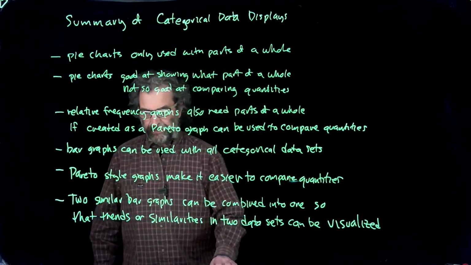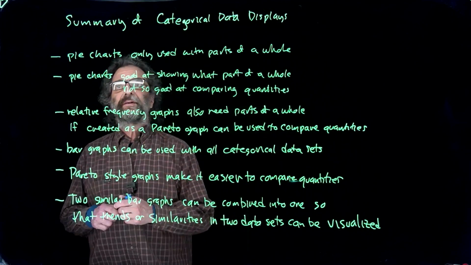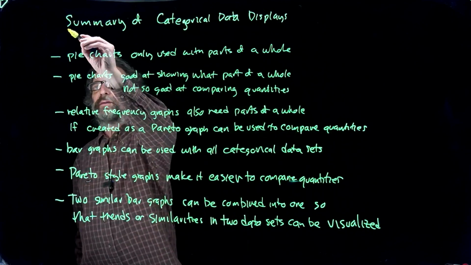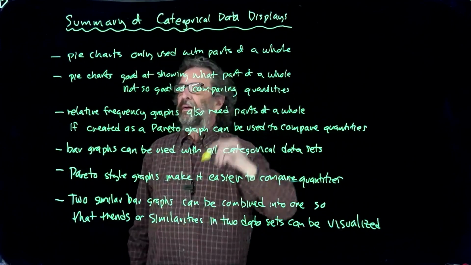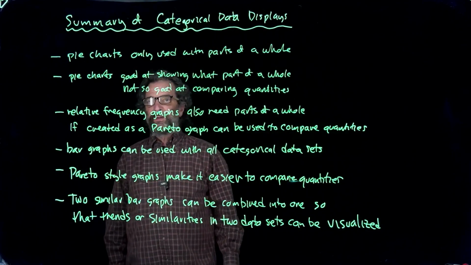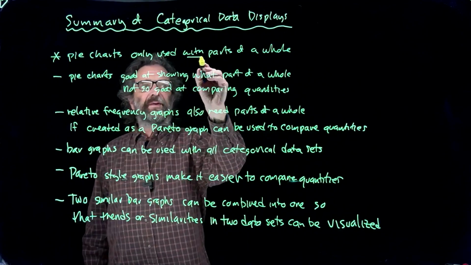So we're closing off section, I think it's section 2.1, categorical data displays. We're going to just put a summary here of everything we've done so far in this section. We talked about pie charts. Pie charts can only be used with parts of a whole.